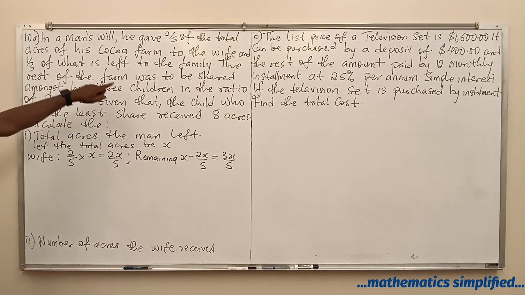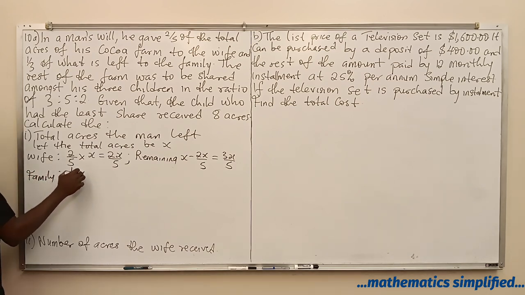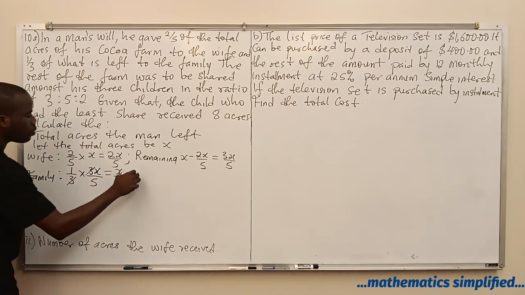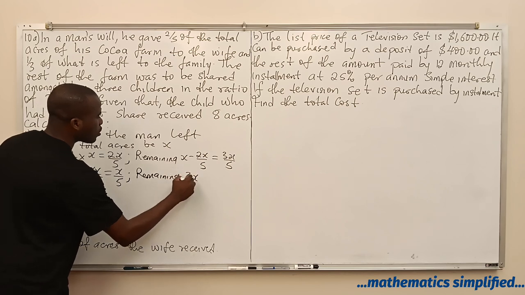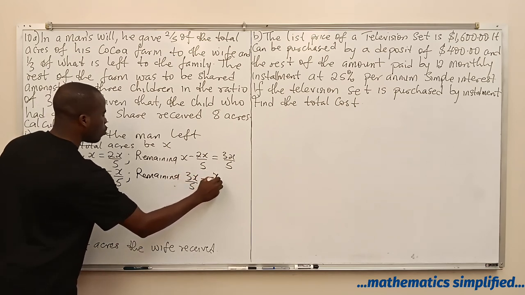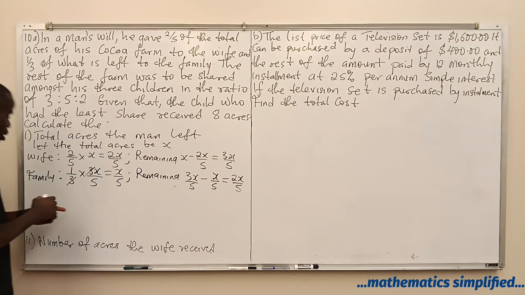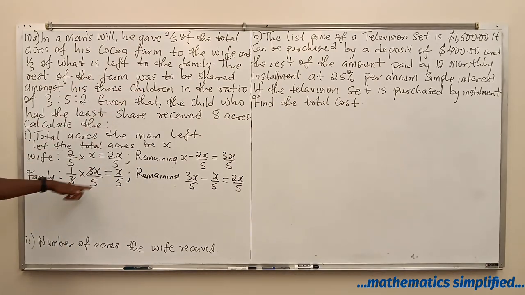Next, 1/3 of what is left, which is this, is given to the family. So the family will receive 1/3 of what is left, which is 3x/5, which is x/5. And if they receive this, what will be remaining will be 3x/5 minus x/5, which is 2x/5. Now, this is what will be remaining if 1/3 of what was remaining before was given to the family.